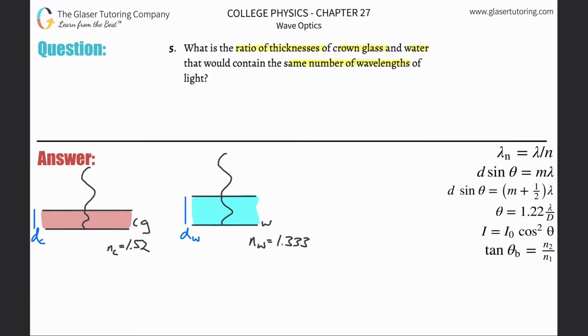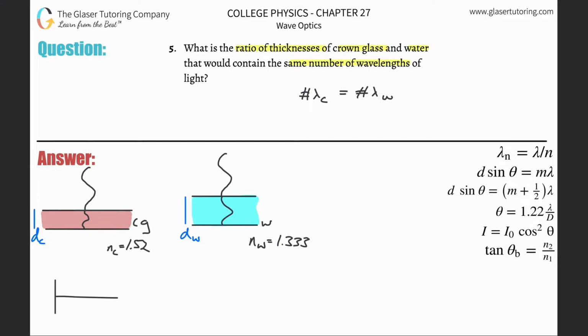In order to find an expression that represents the number of wavelengths, because that's what I'm trying to say, the same number of wavelengths, I'm going to start off with a mathematical relationship. It just says that the number of wavelengths in the crown glass has to equal the number of wavelengths in water. Now, the wavelengths don't have to equal one another, but the number of them has to. So how would I come up with a relationship between the thickness of the glass and the number of wavelengths that are in that glass?